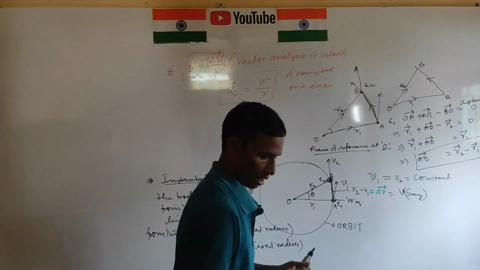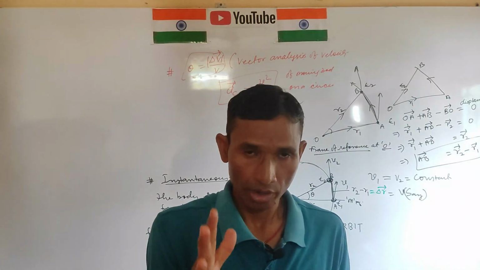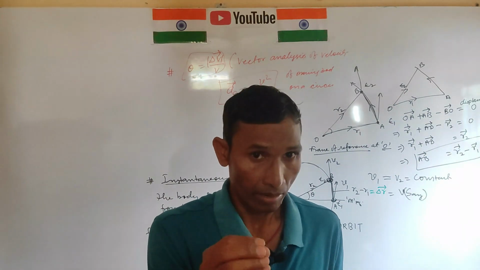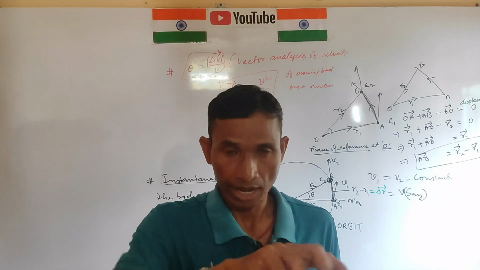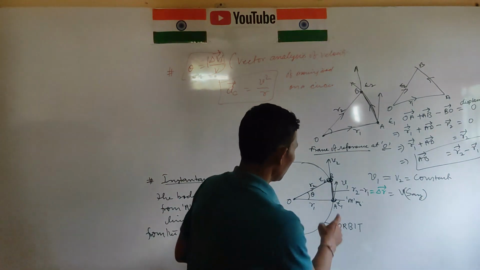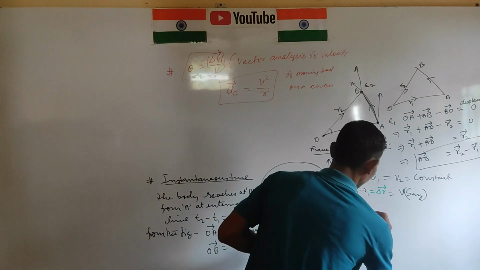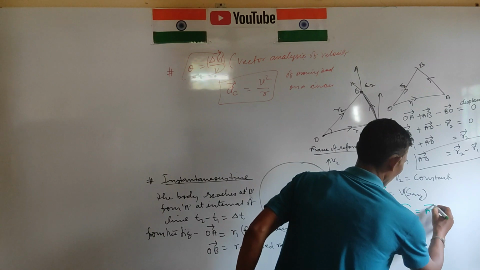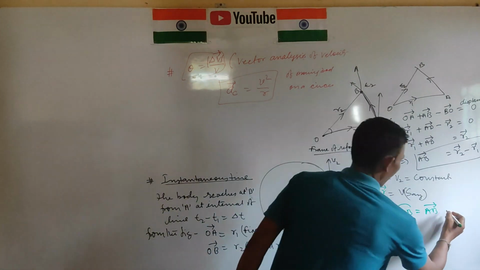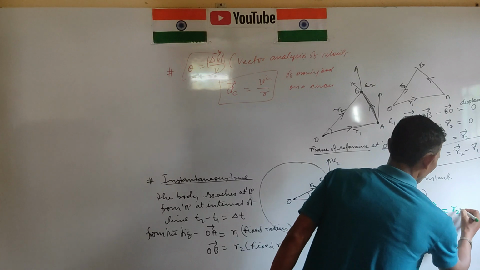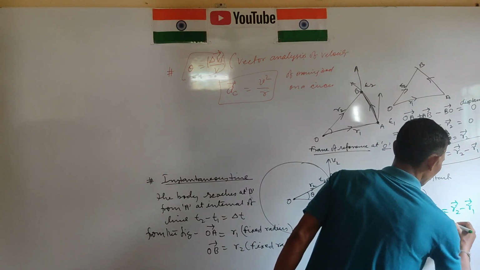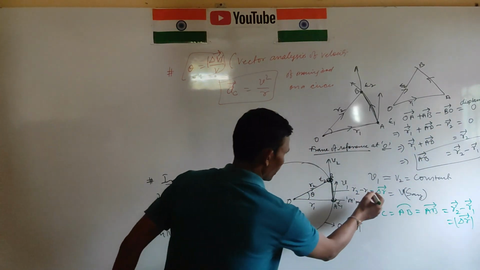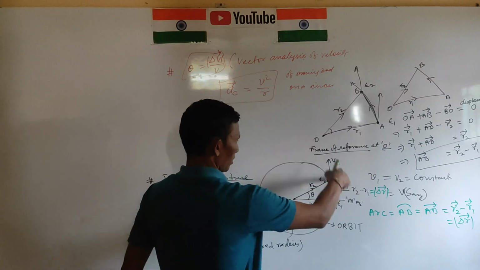This is also known as the arc. When the body shifts from A to B, there will be some angular position, and there will be the arc. That arc AB is called the instantaneous displacement, and this is called delta R. So the delta R is here, and the position is positive.